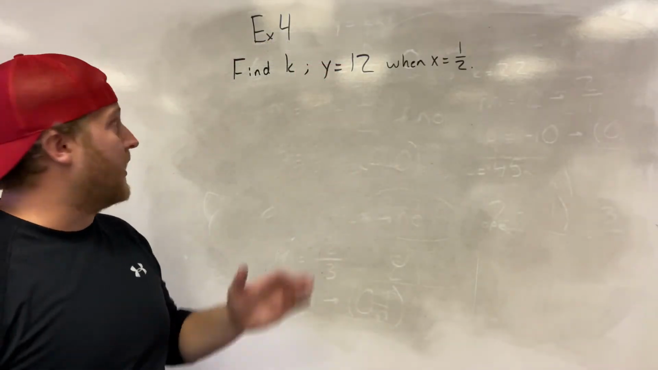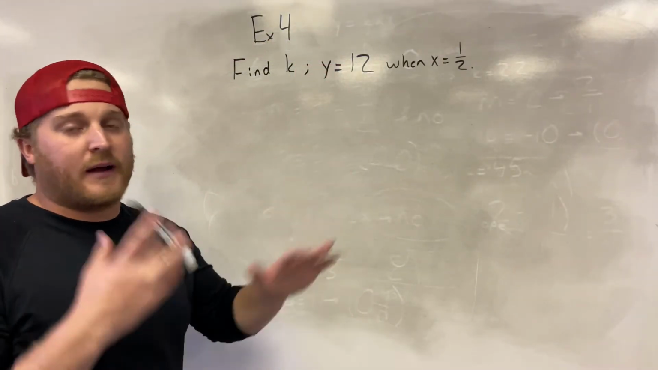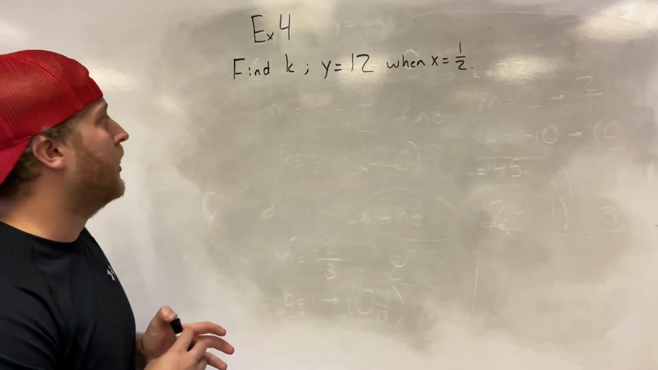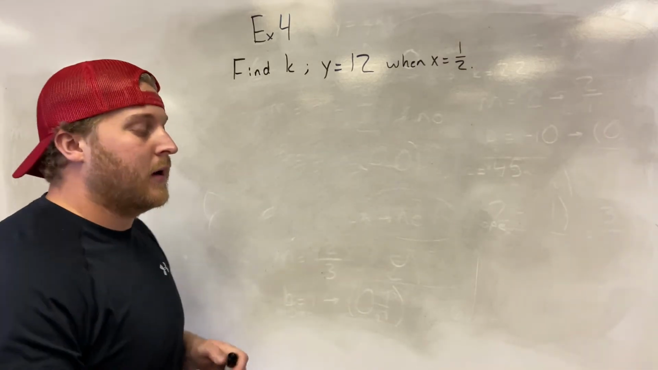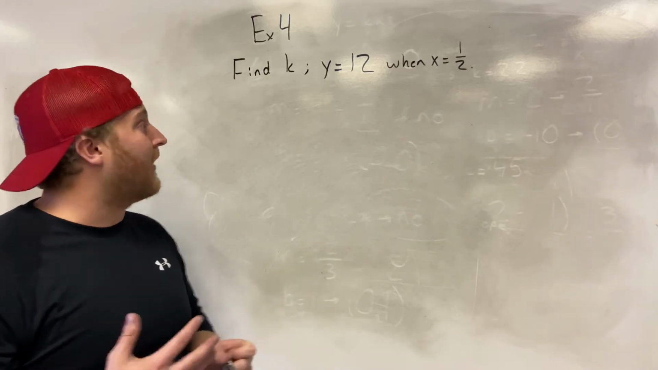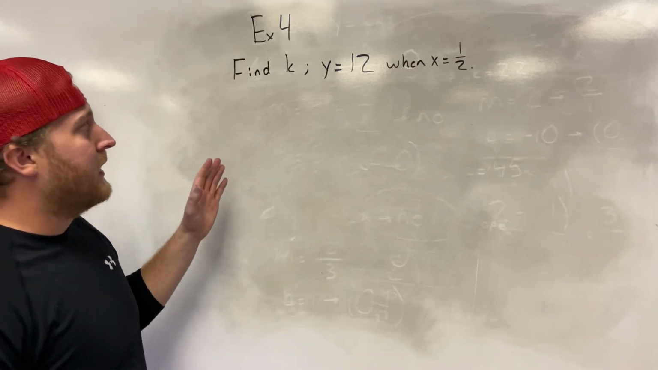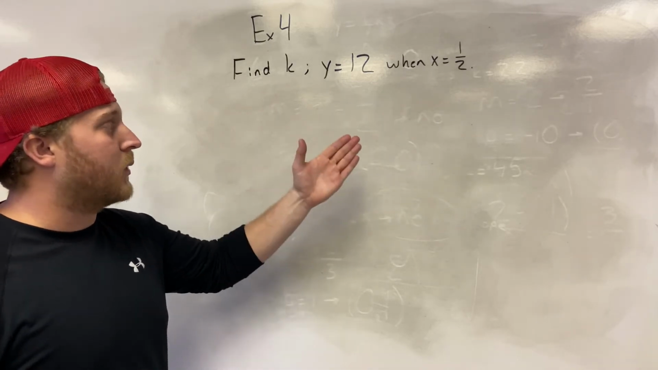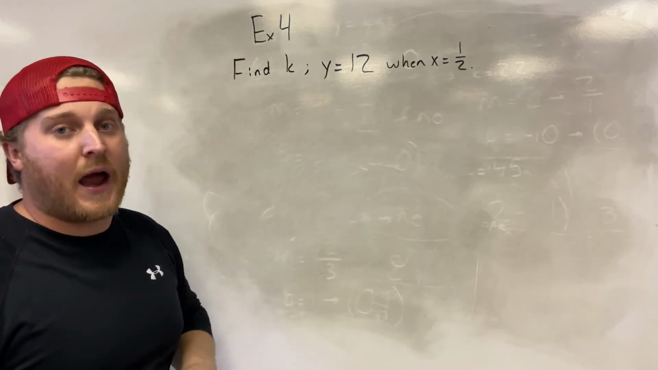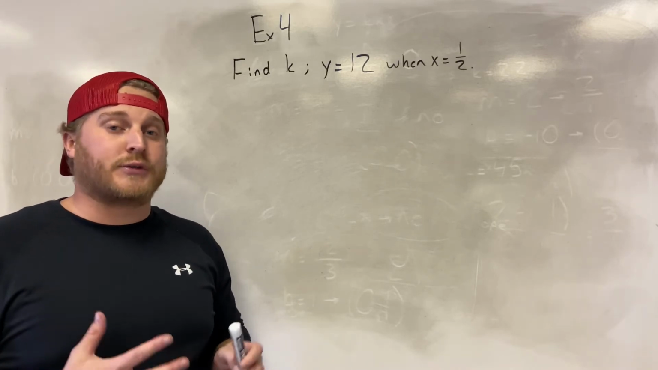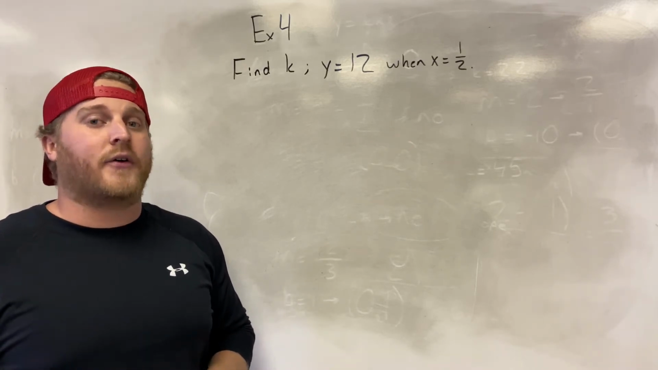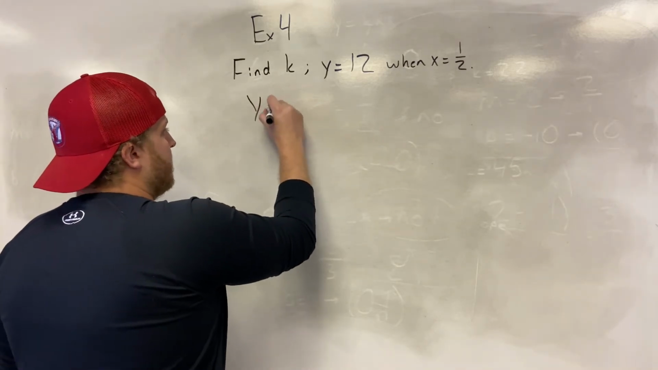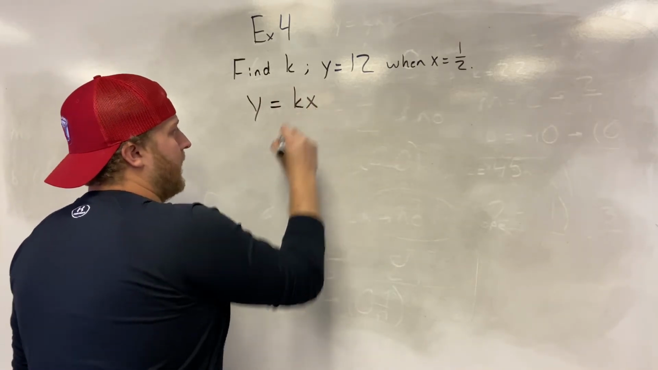All right, example 4. Now, I know the last example was 4, but I messed up my number somewhere, so it's okay. This is actually example 4. Okay, last one was example 3. But example 4 says something like, find k if x and y vary directly when y equals 12 and x equals 1/2. And so what we're going to do first is copy down what our direct variation form is, which is y equals kx.